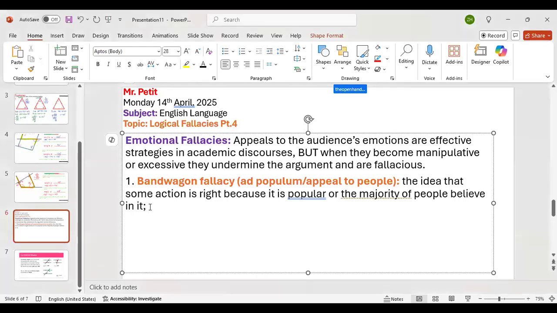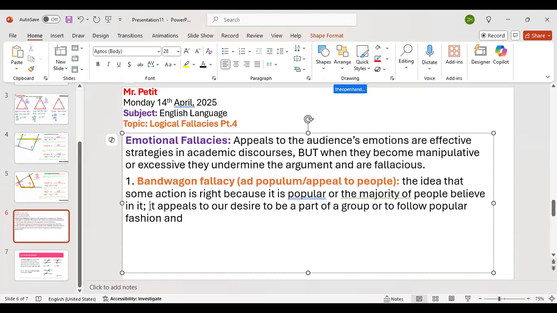People want to feel that they are part of something. They don't want to feel ostracized in any way. Don't do bandwagon too much. All right. It appeals to our desire to be a part of a group or to follow popular fashion. And young people love to do this. They all be bandwagoning all day, every day.